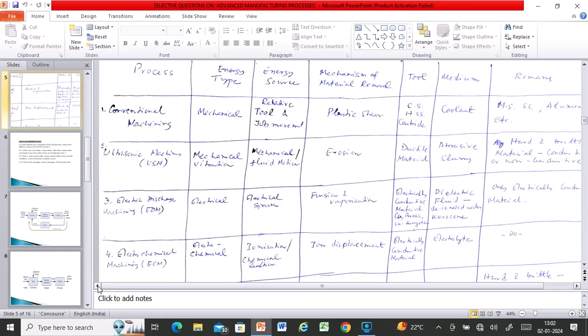Then we have electrochemical machining, where the energy type is electrochemical, and the energy source is ionization and chemical reaction. The mechanism of material removal is ion displacement. The tool is an electrically conductive material again. The medium is an electrolyte like sodium chloride, and here also, like electric discharge machining, only electrically conductive materials can be machined.